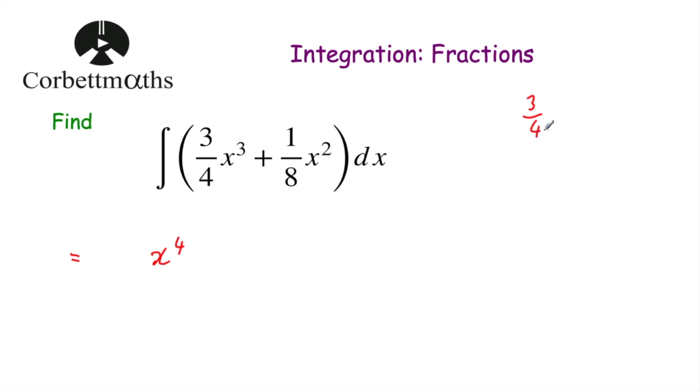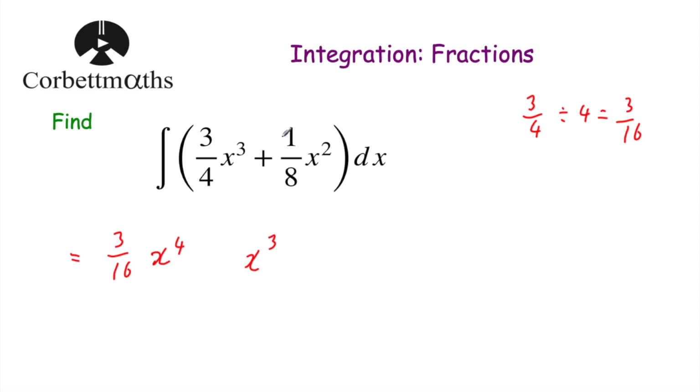Remember, it's a calculator question, so you can just do it on your calculator. 3/4 divided by 4, and you get that's equal to 3/16. So we get 3/16 x to the power of 4. And then we're going to integrate this. So we're going to increase the power of x by 1. So it's going to be x cubed, because it was x squared. We're increasing the power of x by 1. And then we're going to divide by the new power.